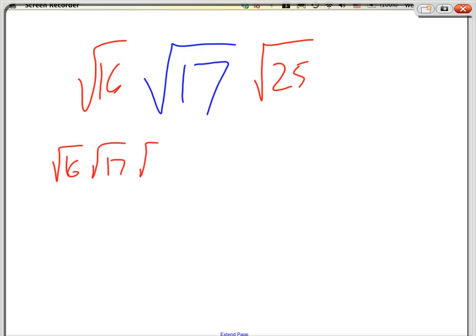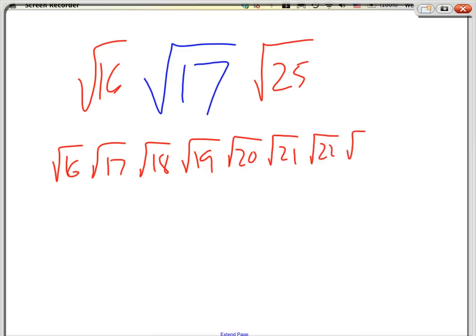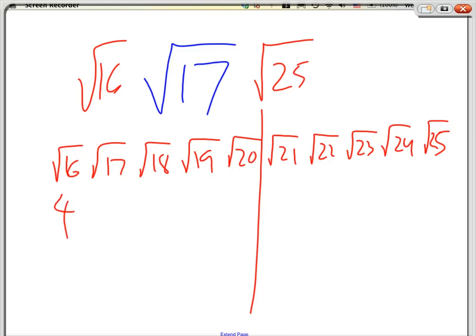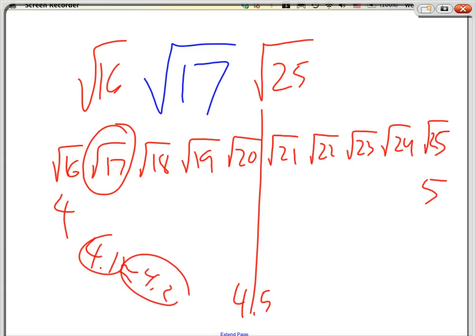16, 17, 18, 19, 20, 21, 22, 23, 24, 25, and now I have 2, 4, 6, 8, 10, right? I split halfway, so 5 on each side. Agree? This is 4, this is 5, so the halfway mark between 4 and 5 is 4.5, and since the 17 is right here, closest to 4, can we safely estimate about 4.1, 4.2? Yes. So it's still good, right?